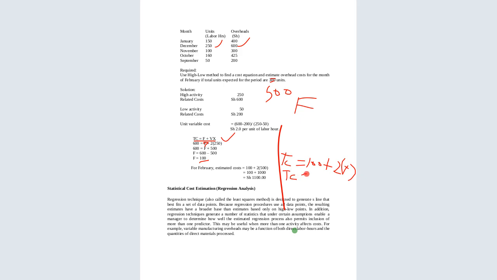Total cost is equal to 100 plus 2 into brackets 500. So you're finding the value. If you have the value of X, you can predict the value of what? Total cost. So our total cost will be 1,100. Unless there is another question on that.